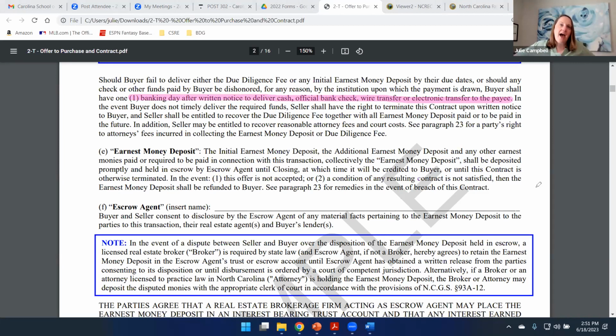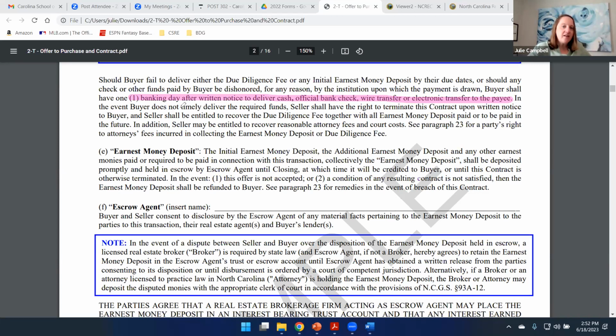The seller has to give written notice saying that this is late or it bounced. And after that written notice, the seller has to give the buyer 1 banking day. So if we don't have it in time, the seller just can't terminate. They need to make sure that they are given that written notice and then giving 1 banking day for the buyer to get these readily available funds.